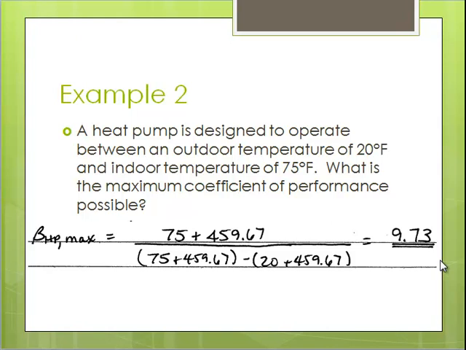Now, one thing to notice is that thermal efficiencies must be limited to 0 to 1. That is not the case for a coefficient of performance. These numbers are going to be more than 1. They can be very large, actually. So I'm going to be looking for large numbers in these cases.